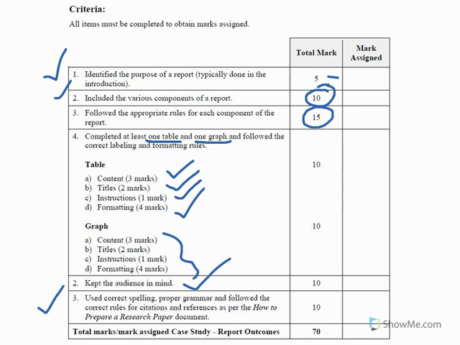Of course, use correct spelling, grammar, and follow the proper APA rules for citations and references in that section, and the total case study is worth 70 marks. So again, ensure that you're following the appropriate marking criteria. If you're short on content, you'll be docked 10%, and if you go over your content, you'll be docked 10%. So it's always important to take a look at your marking criteria.